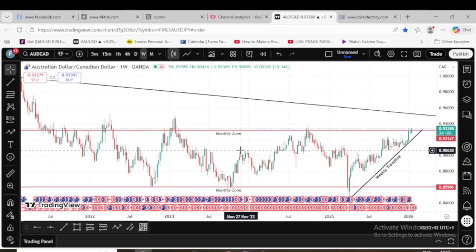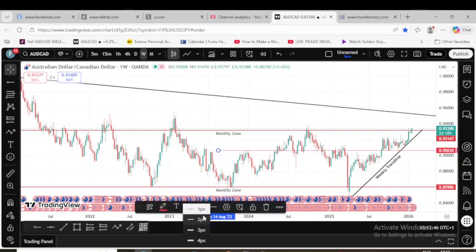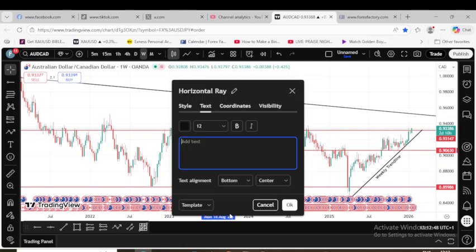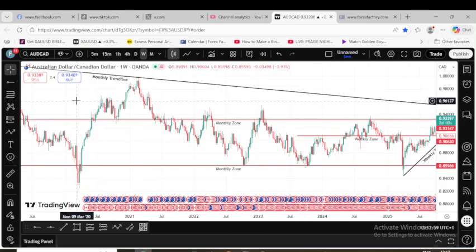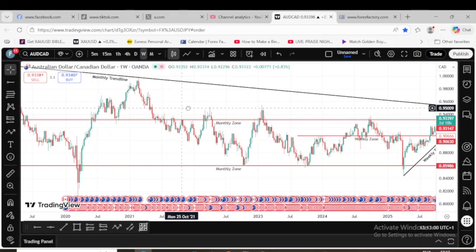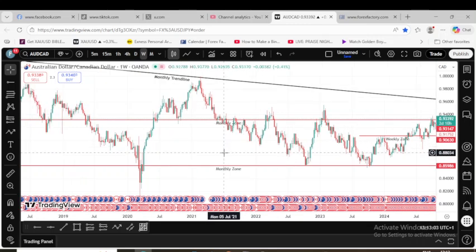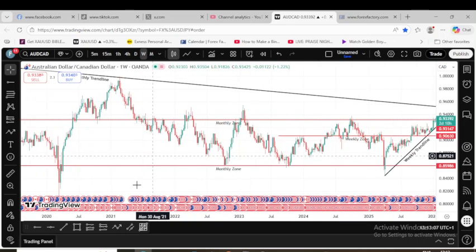We have a zone here. Let's make it thicker. This is also a weekly zone. Let's see, what else do we have? We seem to have a zone somewhere around here. Yeah, we have a zone here.